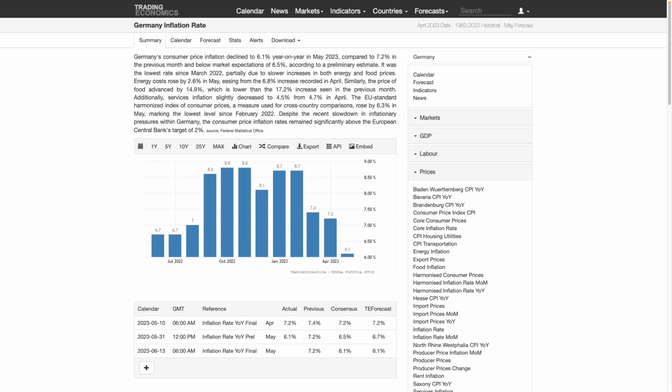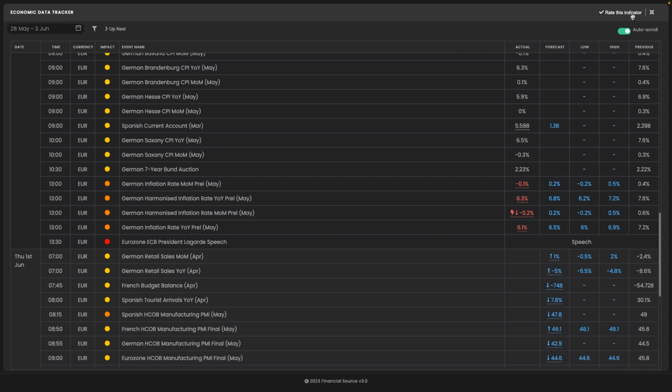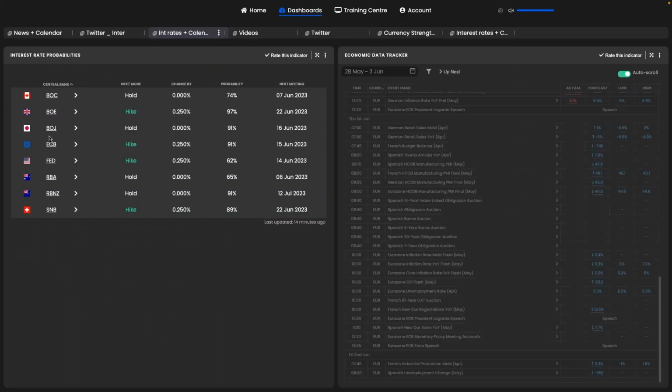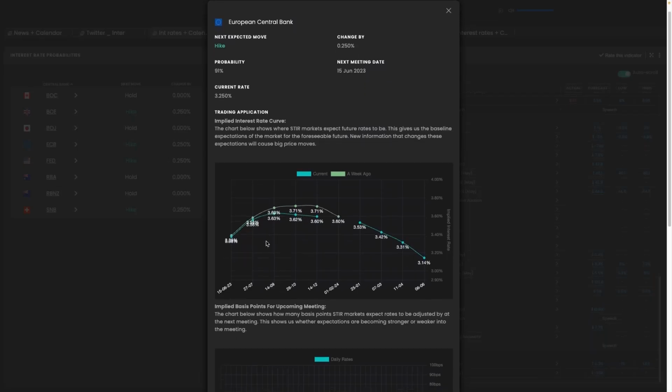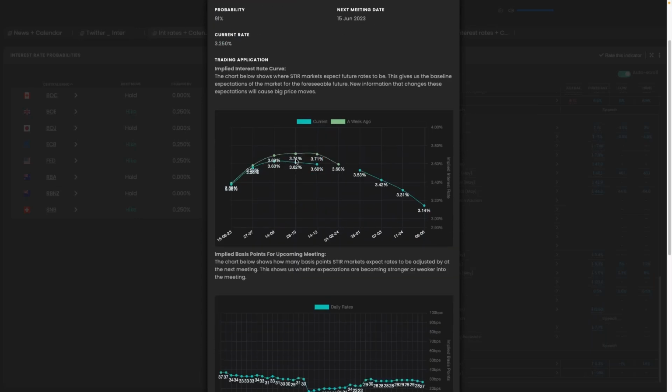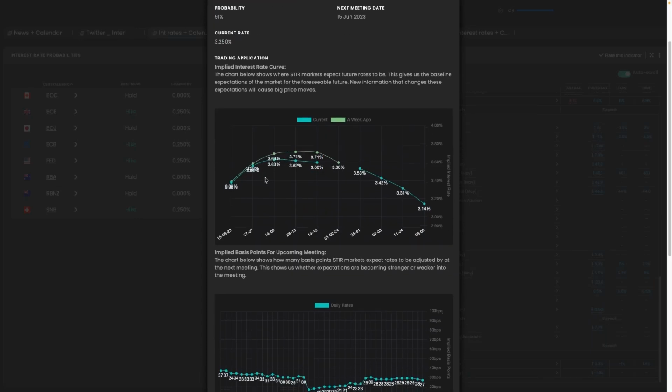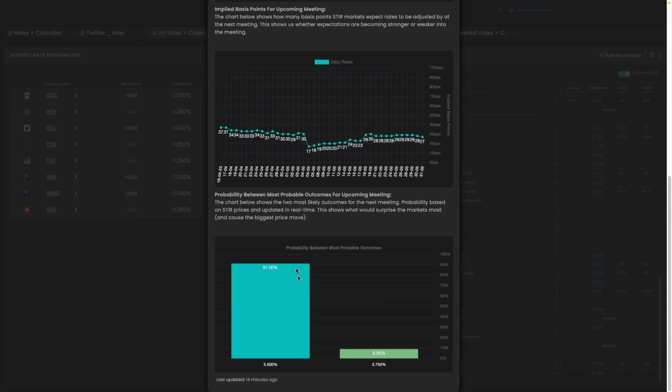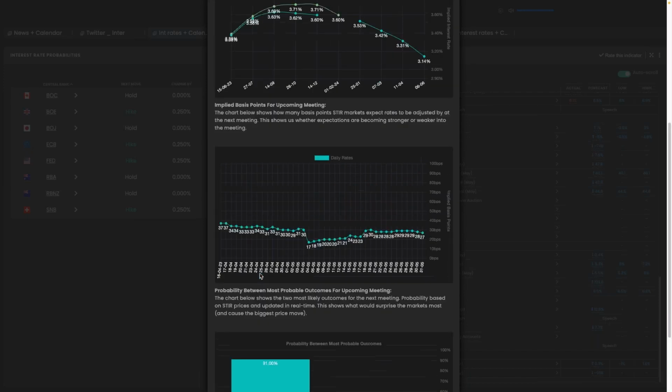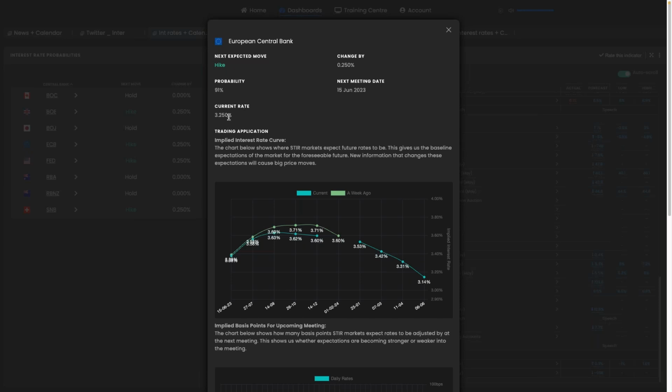This is what the ECB want to see, because remember, this means that central banks can be less aggressive in hiking interest rates. So all of this has meant that the ECB is now less likely to raise interest rates further, and interest rate expectations have fallen. We can see now that there's a 91% chance that the ECB are seen hiking by just 25 basis points on the 15th of June. So bottom line, that's good news.